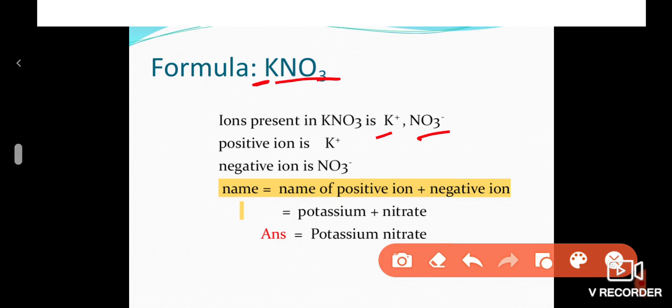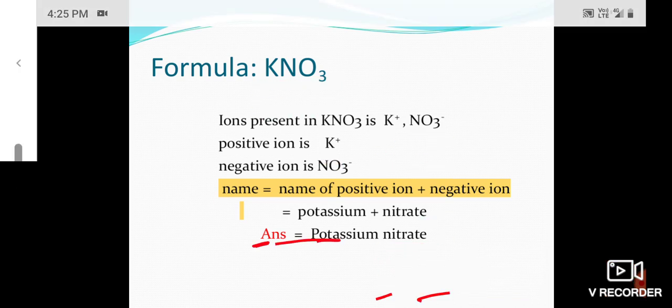First we have to write the name of the positive ion. K plus, potassium. NO3 minus, nitrate. Okay, now potassium plus nitrate, potassium nitrate. Okay, the name for KNO3 is what? Potassium nitrate. Okay.